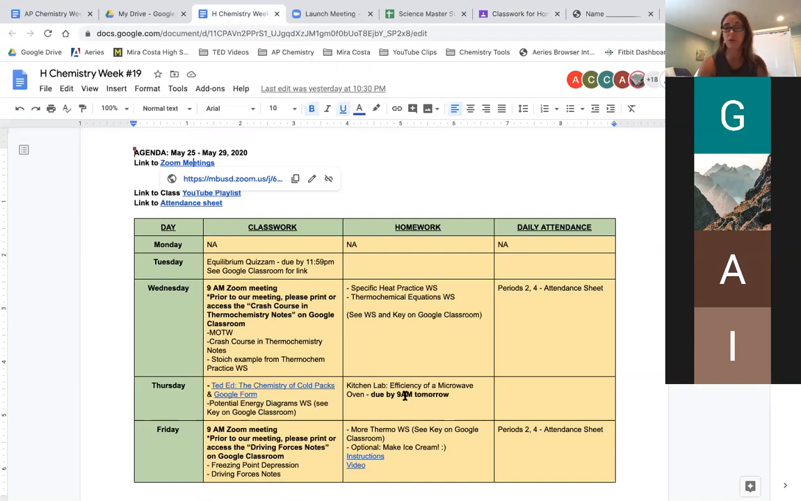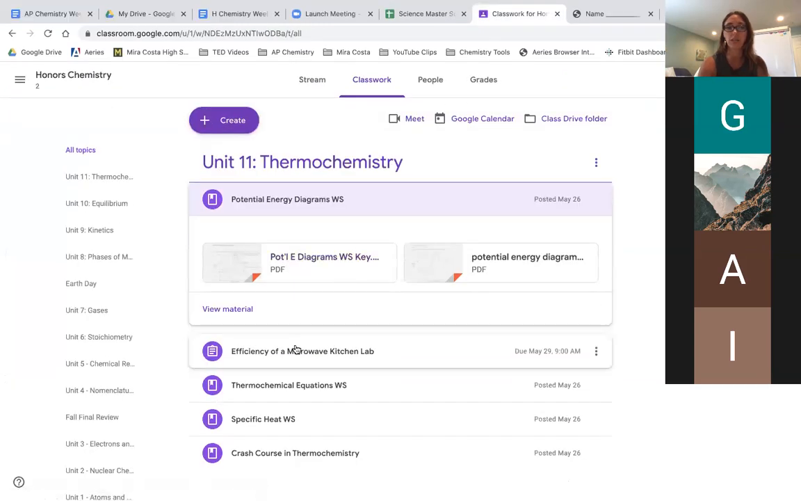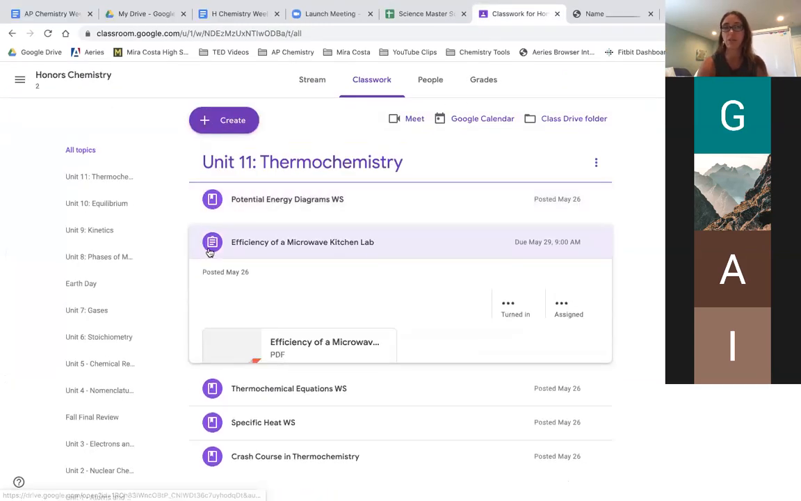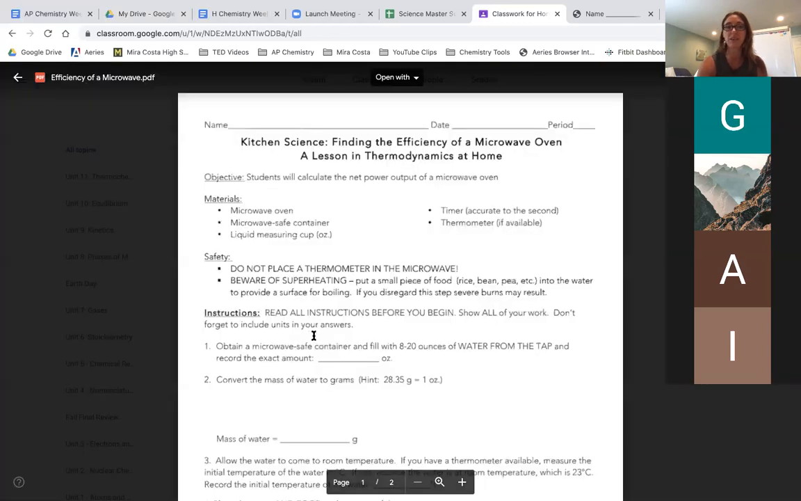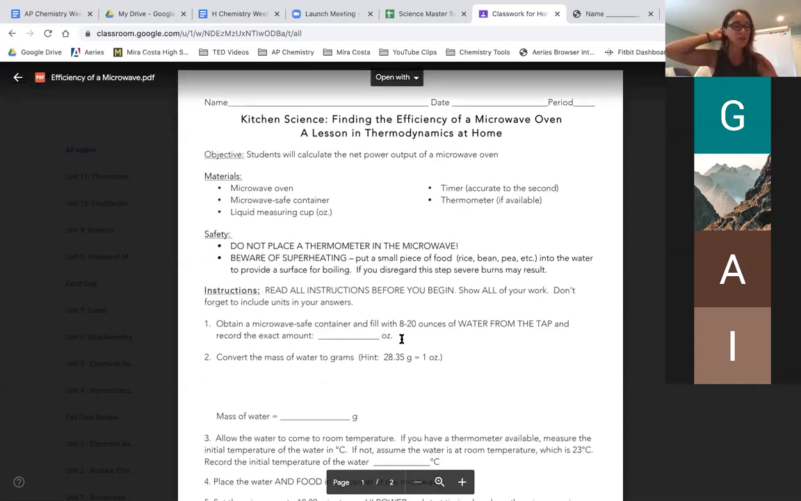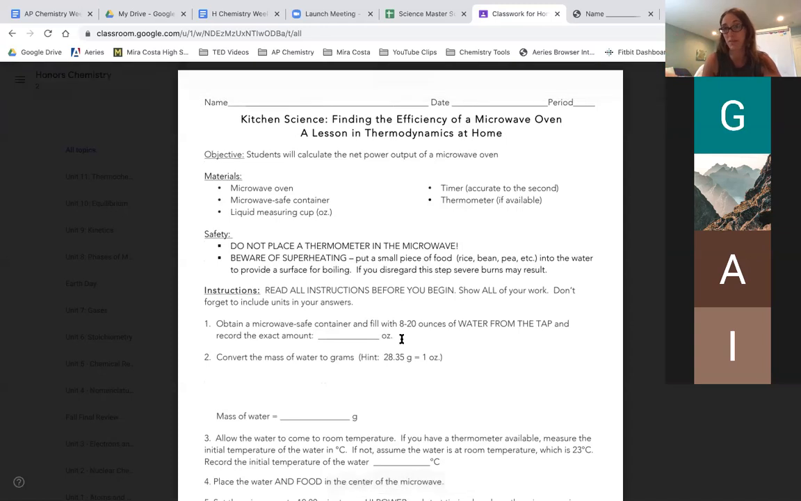And then I have a kitchen lab for you tomorrow. I'd like you to actually turn this in on Google Classroom. You'll notice that I created this efficiency of a microwave kitchen lab as an assignment, and it's due by Friday at 9 a.m. when we meet again. This is a fun thing to do in your kitchen. I'm assuming most of you have a microwave. If you don't, let me know. I know it's not easy to go over to a neighbor's house right now, but hopefully you have a microwave, and we're just going to do a quick little lab where you test the efficiency of your microwave.